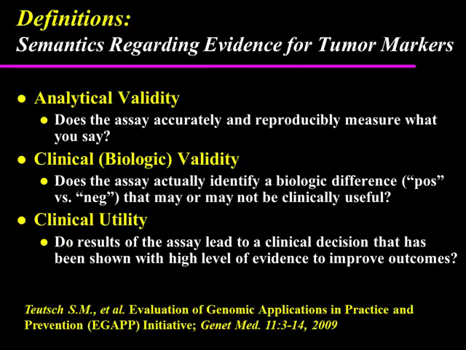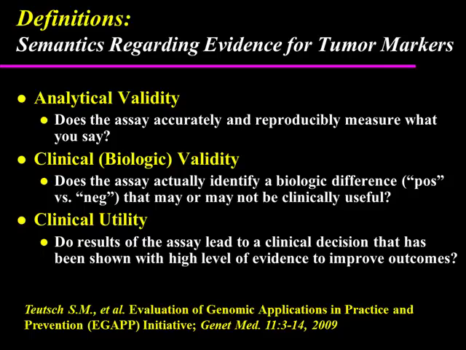Some of you have heard me show this slide before, but I think all of us who are getting involved in tumor biomarker work need to fully understand these 3 semantic areas. These were first articulated by Steve Teutsch in the Evaluation of Genomic Applications in Practice and Prevention initiative, so-called EGAPP, published about 3 years ago, related to genetic testing, but they apply to, frankly, any diagnostic testing. There are 3 critical components to actually getting an assay into clinical use. One is analytical validity. Is this really an accurate, reproducible, and reliable assay?